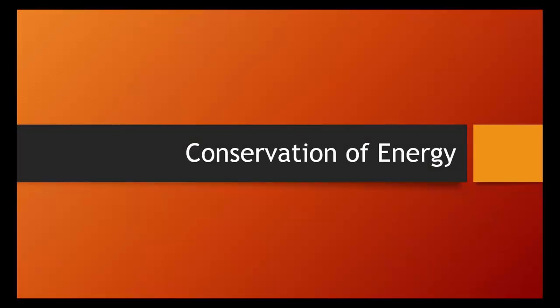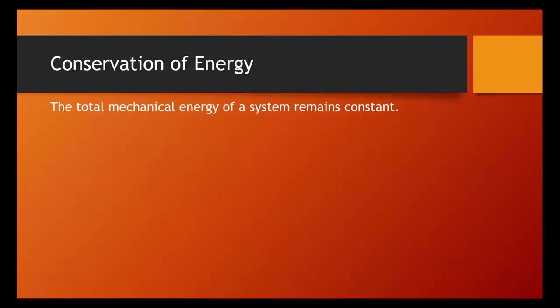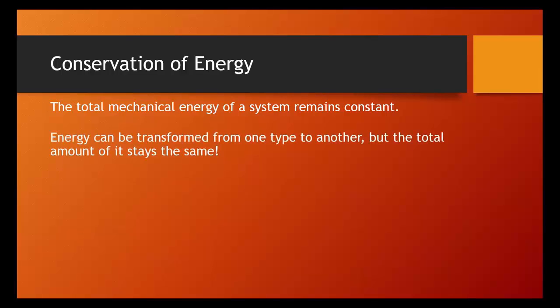This lesson is about conservation of energy. Conservation of energy is the idea that the total mechanical energy of a system remains constant. Energy doesn't appear out of nowhere, and energy doesn't disappear into nowhere. One form of energy can transform into another type, but the total amount of it always stays the same. Let's take a look at an easy example.